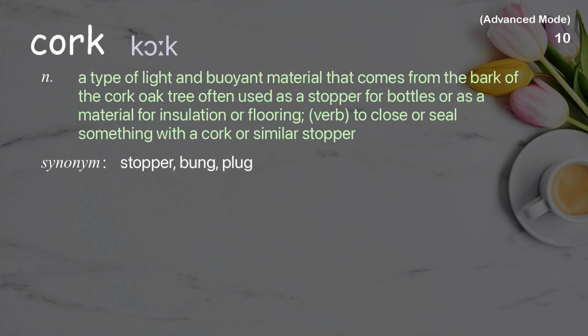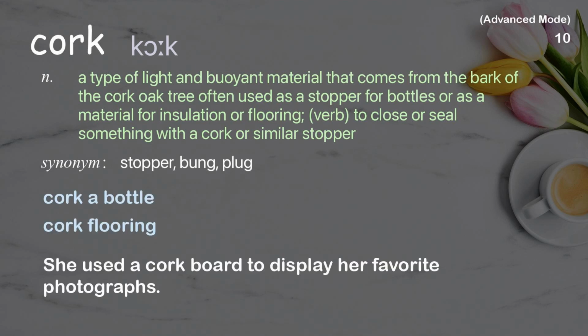Cork. A type of light and buoyant material that comes from the bark of the cork oak tree, often used as a stopper for bottles or as a material for insulation or flooring. Verb: To close or seal something with a cork or similar stopper. Examples: Cork a bottle. Cork flooring. She used a cork board to display her favorite photographs.